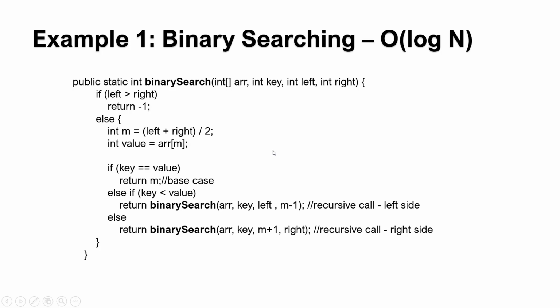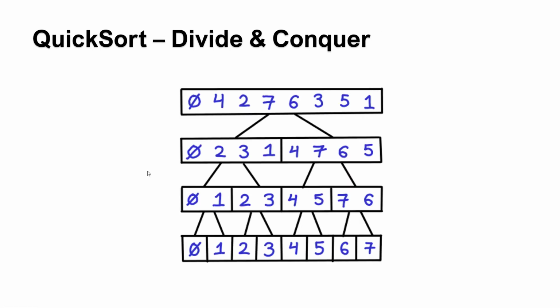So we are actually making a lot of calls with the same function. And again, we have the base case. If key equals value, we will return the base case. We will backtrack. Then we have a term called divide and conquer.